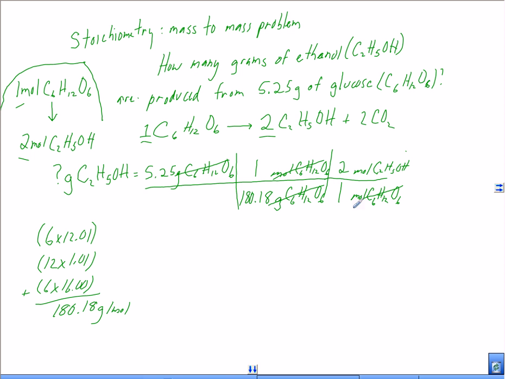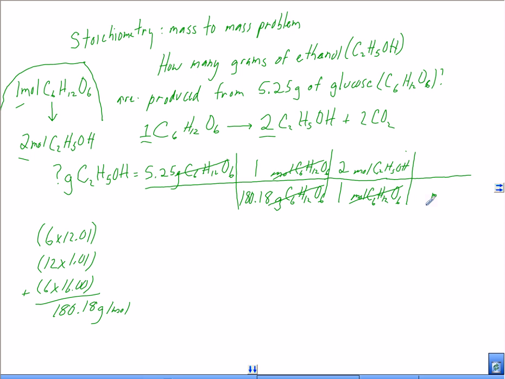My moles of glucose cancel. Now what am I left with? Moles of ethanol. Is that what I want to find? No, I want to find grams of ethanol. Well, if I've already gotten to moles of ethanol, I really only need one more conversion to get to grams. So I'm going to need another bracket.